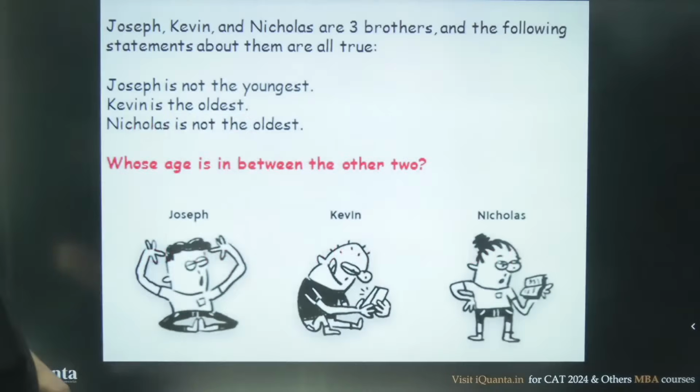Let's move further now. Next question. Try to answer it fast. Joseph, Kevin, and Nicholas are 3 brothers, and the following statements about them are all true. Joseph is not the youngest, Kevin is the oldest, Nicholas is not the oldest. Whose age is in between the other 2? The options are Joseph, Kevin, and Nicholas.